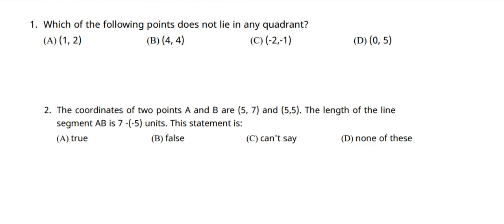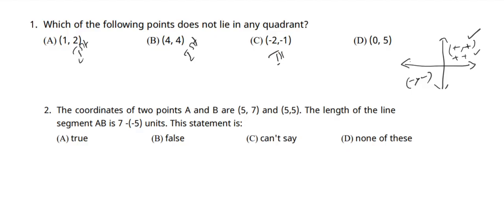So we can check (1, 2). You know that (1, 2) means both are positive, so it lies in the first quadrant. And (4, 4), both are positive, so this also lies in the first quadrant. (-2, -1), both are negative, so it is in the third quadrant.